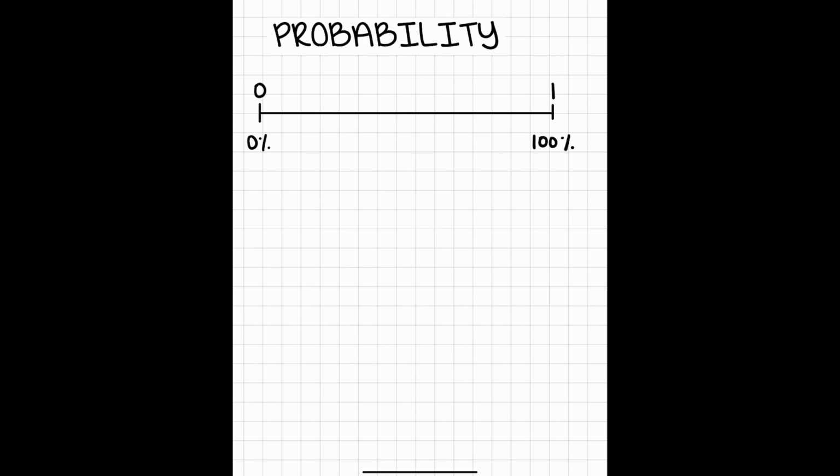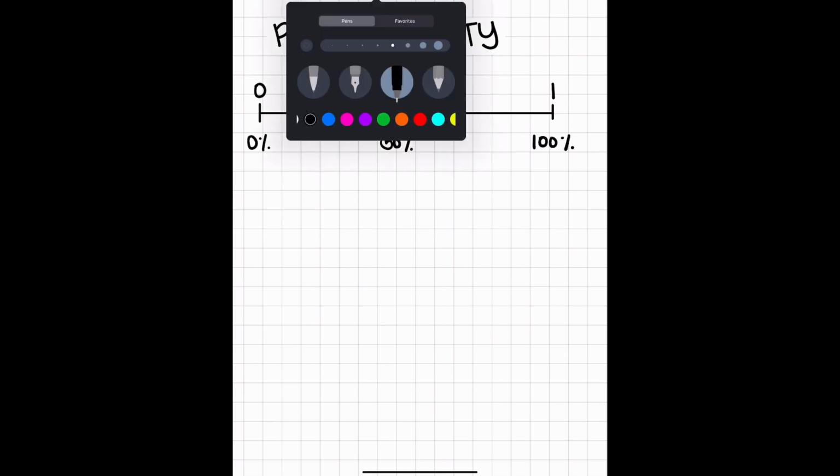Now, as you can imagine, in between 0 and 1, directly in the middle, we have our 50% mark. Okay, so our 50% mark would be represented as either 0.5 or as 1 over 2 or as 50%. So that is directly in the middle.